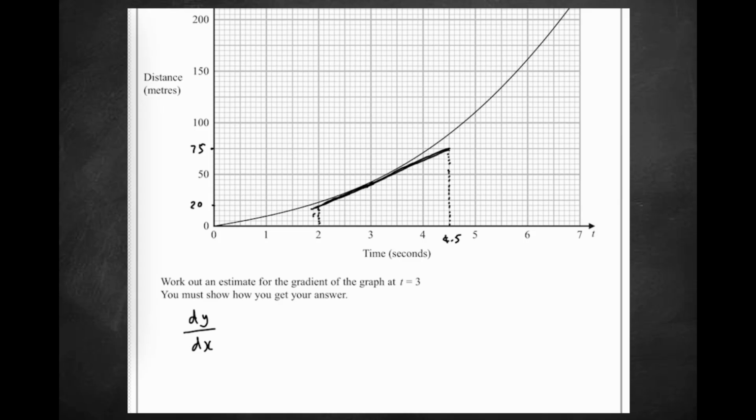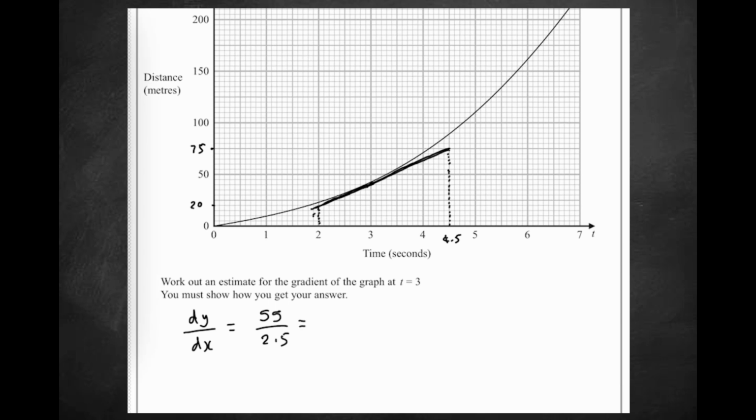Before I work out my number, you've just watched me do it. I've not done this with a ruler, so do it with a ruler in the exam and you should fall within the threshold of the mark scheme. I'm not sure if I will just yet. So your difference in y is 75 minus 20, which is 55. Difference in x is going to be 4.5 minus 2, which is 2.5.